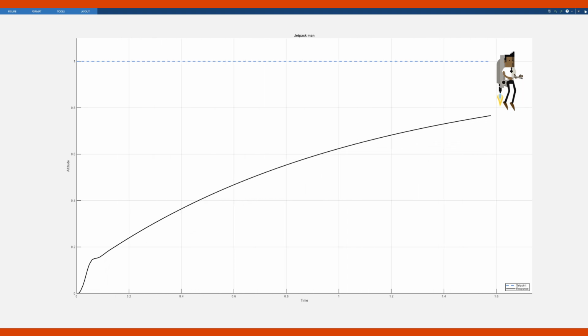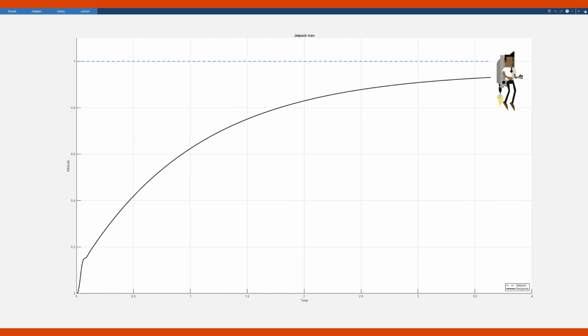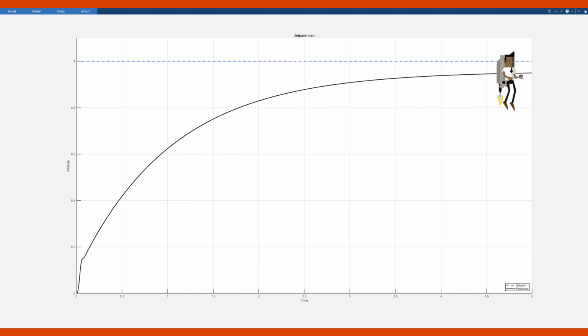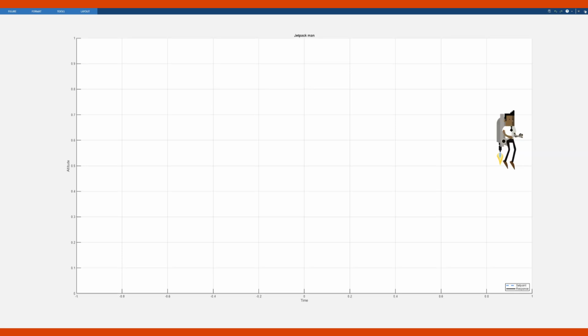Oh no, that's way too much damping. Jimmy isn't getting to the height he needs fast enough. This system is what we call overdamped. Let's turn the damping down and see what happens.